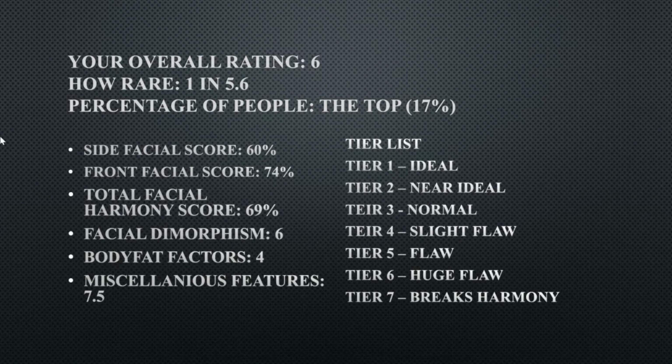And now I got the tier list to the right side. Tier 1, ideal. Tier 2, near ideal. Tier 3, normal. Tier 4, slight flaw. Tier 5 is a flaw. Tier 6, huge flaw. And Tier 7 breaks harmony.